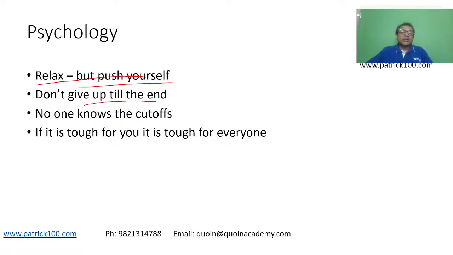A lot of people give up saying, oh, the paper was tough and I couldn't solve too many. But remember, if the paper is tough for you, the paper is tough for everyone. Same way, if the paper is easy for you, the paper is easy for everyone. So if you're finding a question paper easy, push yourself to solve as many questions as possible. If you're finding a paper tough, ensure that you pick up the easy ones and solve.